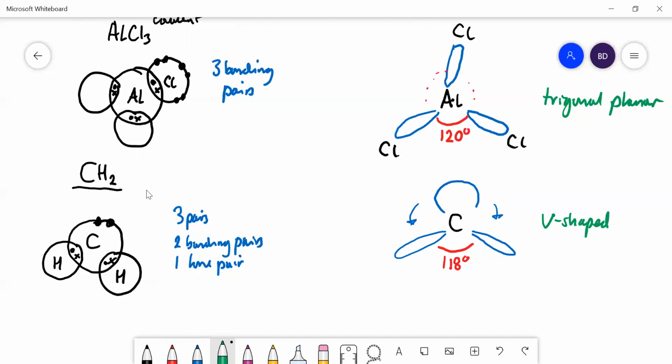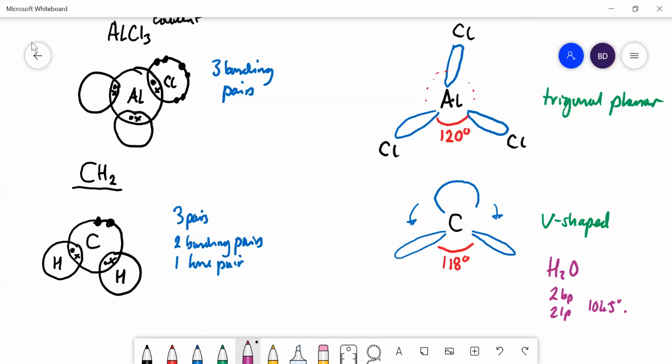It's a different V-shape to the water molecule, which we came across before, because of course that had, we'll just write it down there, H2O. That wasn't 2 bonding pairs and 1 lone pair. That was 2 bonding pairs and 2 lone pairs, and the bond angle there was 104.5. So, yeah. Okay, so that's all we have to do about things with less than 8 electrons.